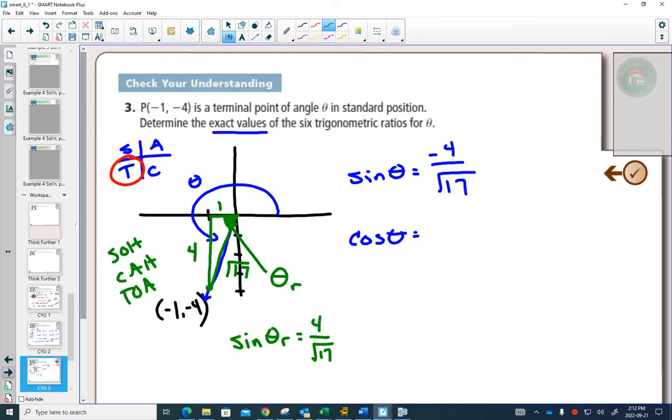Similarly, when we get to cos, here's my triangle. If I wanted cos of this reference angle, I would get adjacent over hypotenuse, 1 over root 17, negative because it's in quadrant 3. So I'm using the triangle to find my ratios, and I'm using my CAST rule to determine if they'll be positive or negative.